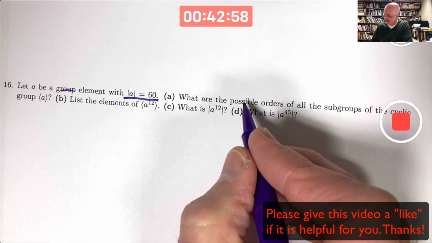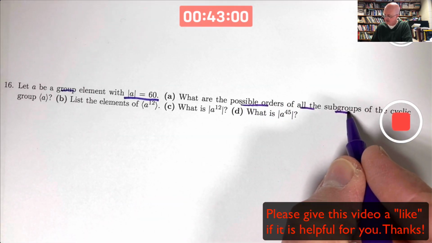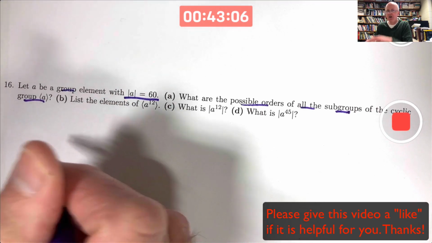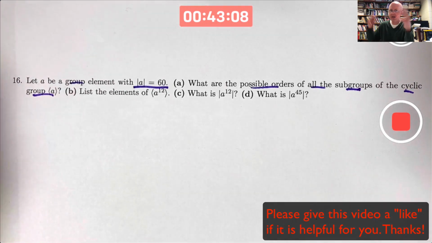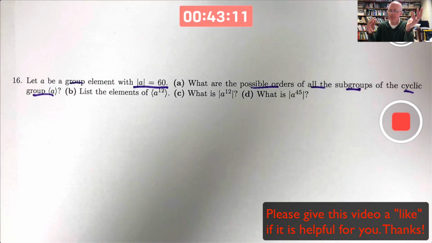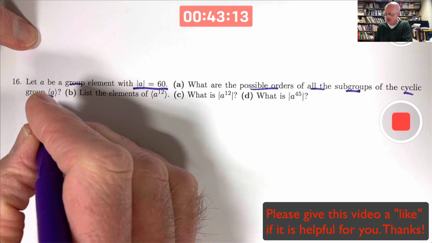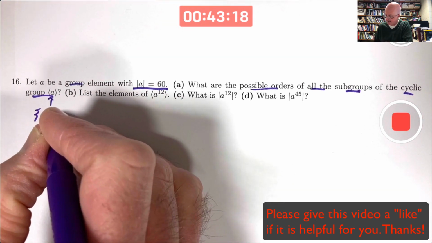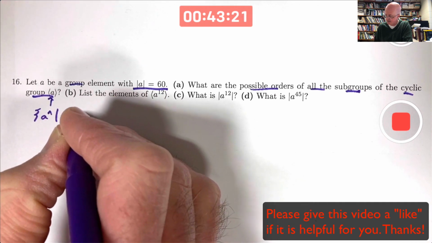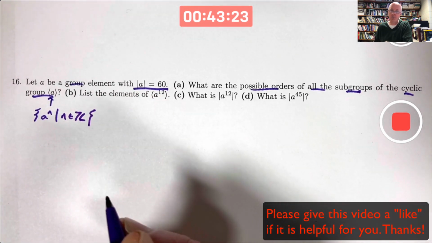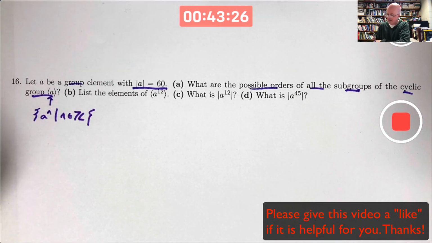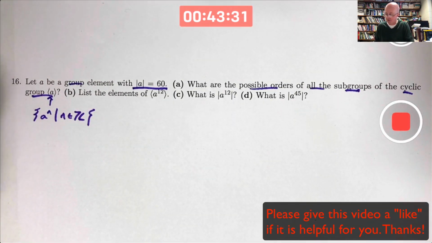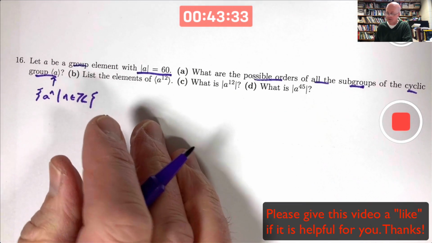Part A, what are the possible orders of all subgroups of the cyclic group generated by A? A could be an element in some other group, and that other bigger group might not be cyclic. But you always can still consider what's called the cyclic subgroup of that given group. As a set, this is all powers of A in the abstract, as those powers range over the integers. And it is a subgroup of some bigger group, perhaps, or maybe it equals the whole bigger group. So then it's not really bigger.